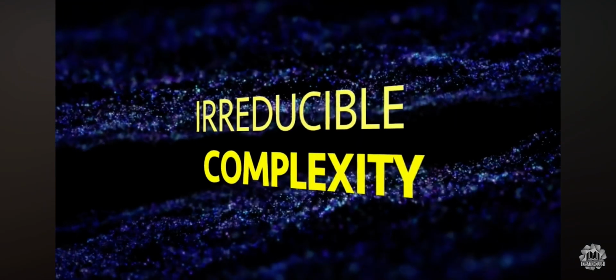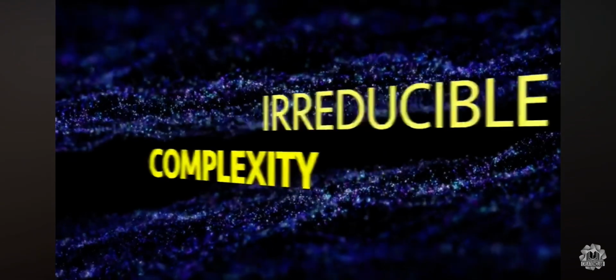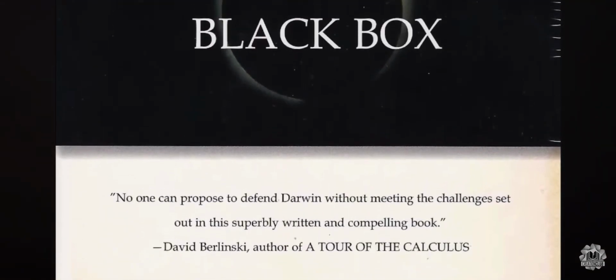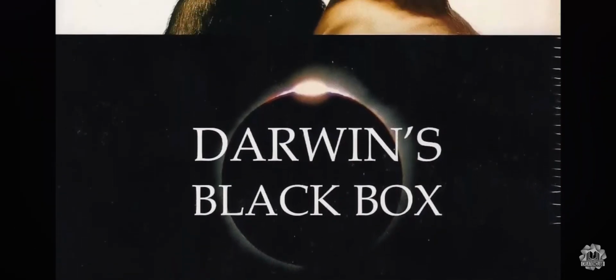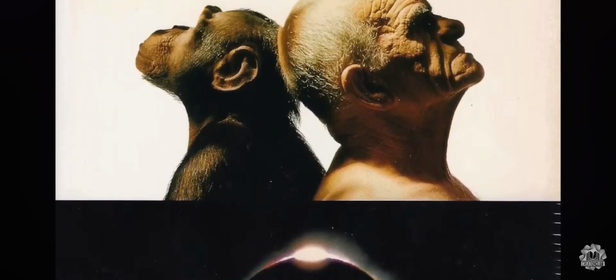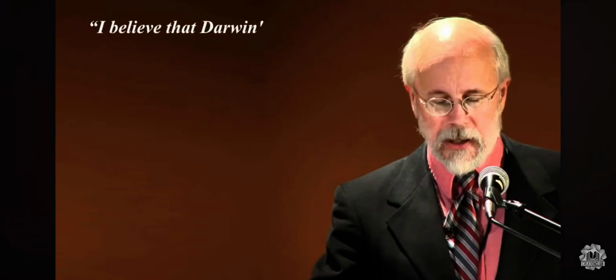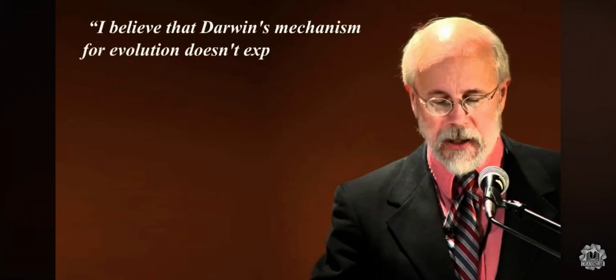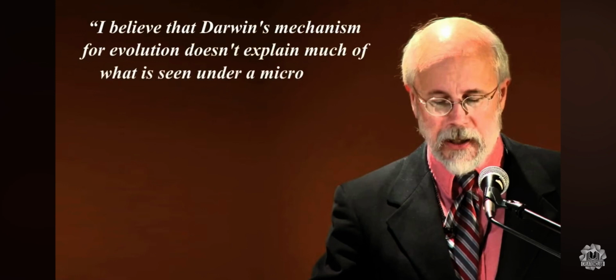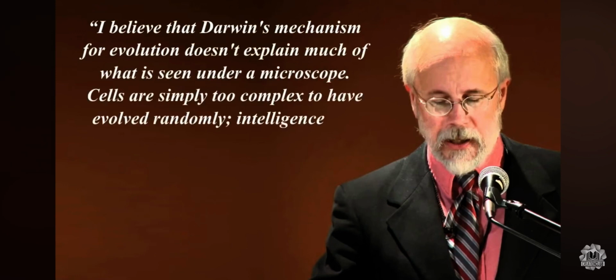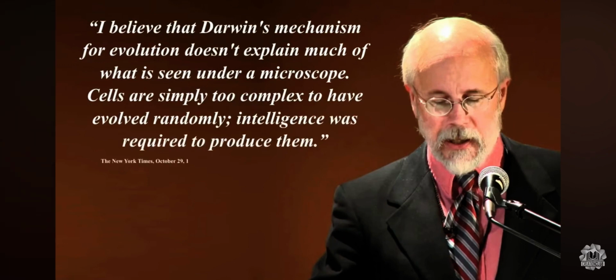Well-known cellular biologist and critically acclaimed author Michael Behe has developed a concept regarding this fact that he has labeled irreducible complexity. Behe has written extensively about this idea and how it applies to our understanding of the origins of cellular machines. In an article for the New York Times, Behe wrote, "I believe that Darwin's mechanism for evolution doesn't explain much of what is seen under a microscope. Cells are simply too complex to have evolved randomly. Intelligence was required to produce them."